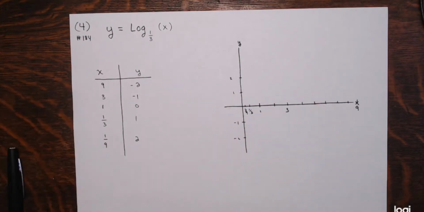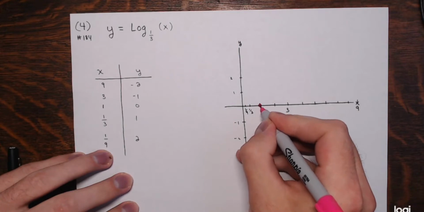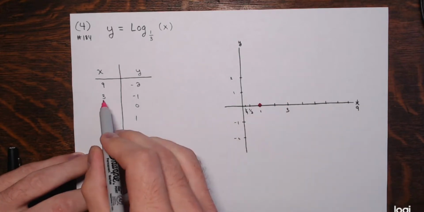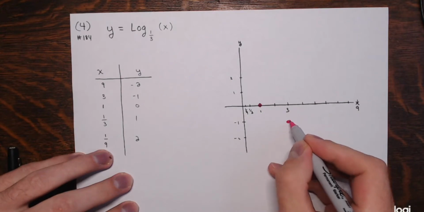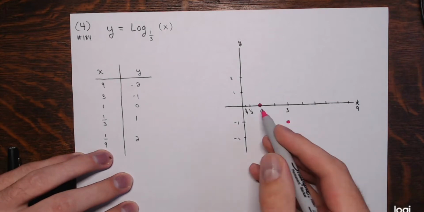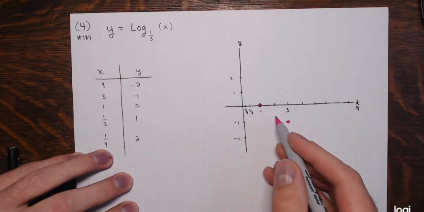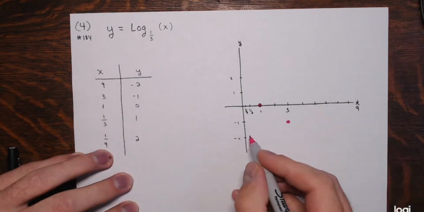Alright, let's plot these points. So again, you got 1, 0, right? Input 1, output 0. Input 3, output -1. So see what happens here? It's going to be a decreasing function. As x increases, the output will decrease, will go down, right? Input 9, output -2.